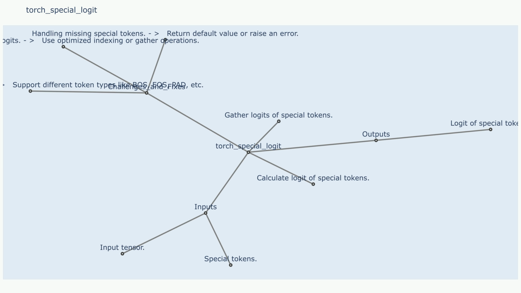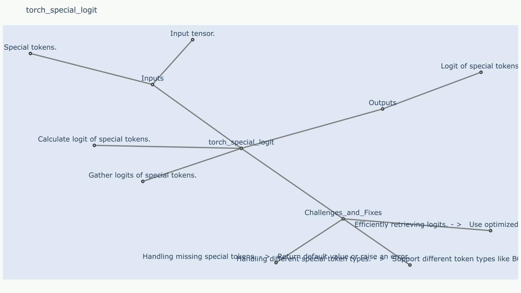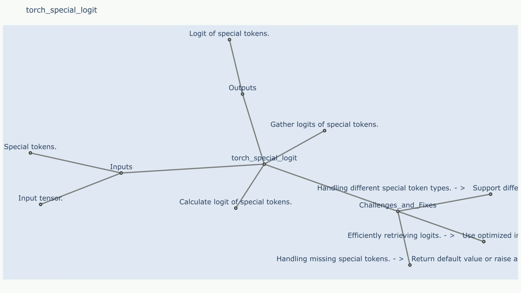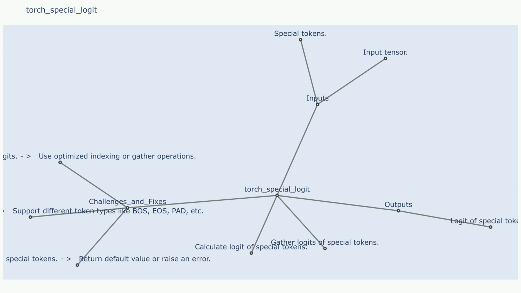torch.special.logit. Description: the torch.special.logit function computes the logit of a tensor, where the logit is defined as the inverse of the sigmoid function. In other words, it transforms a probability value between 0 and 1 into a log odds representation between negative infinity and positive infinity. This transformation can be helpful in certain machine learning tasks where it's beneficial to work with log odds instead of probabilities. Input: a tensor containing values between 0 and 1, representing probabilities.